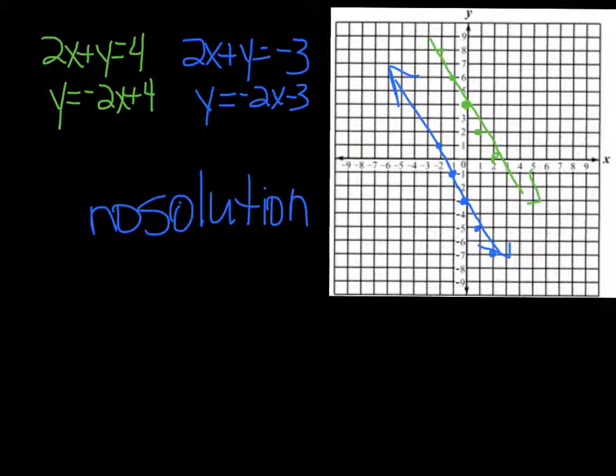Okay, I want you to notice this. The slopes are the same. Okay, they both have a slope of negative 2, but they have different y-intercepts. One has a y-intercept at positive 4, and one has a y-intercept at negative 3. So if the y-intercepts are different but the slopes are the same, okay, then they are never going to cross and they will have no solution.